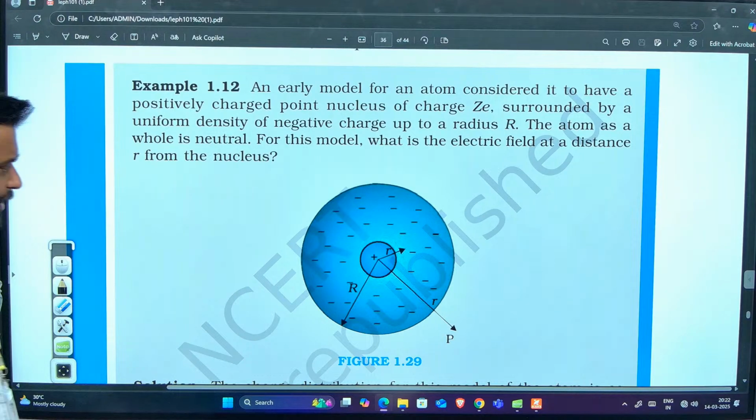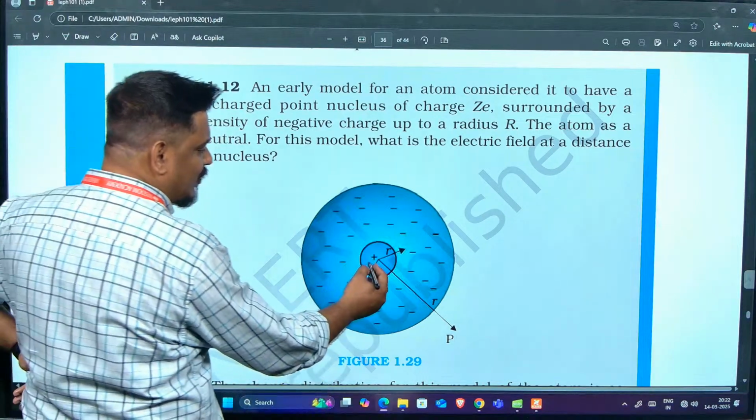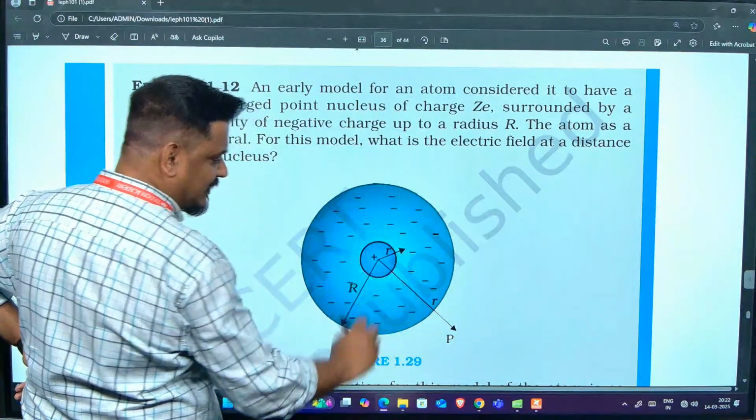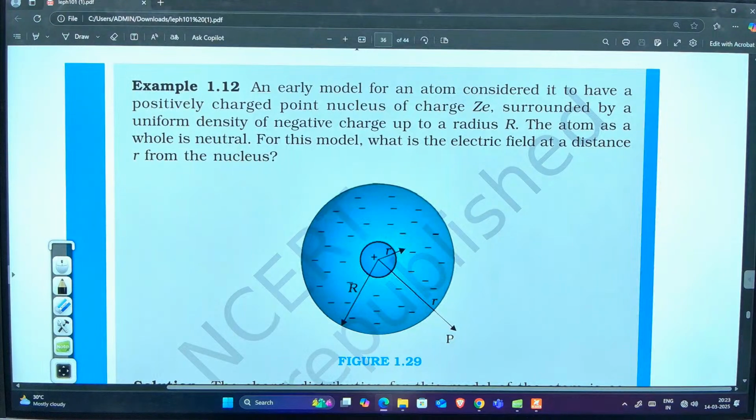And if I am right, they have taken 2 points of R. One is outside the nucleus and one is on the surface. The way they have drawn the diagram, there are 2 R drawn. One R is drawn on the surface of the atom and one R is drawn away outside the nucleus.